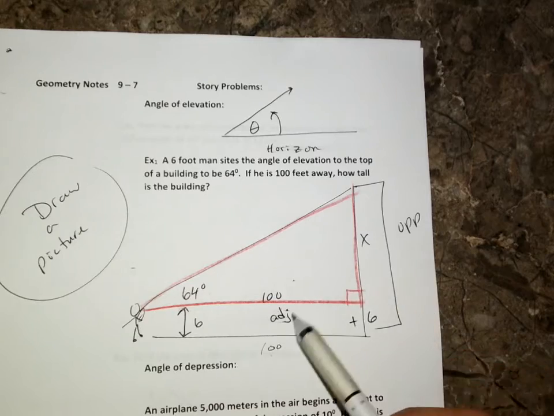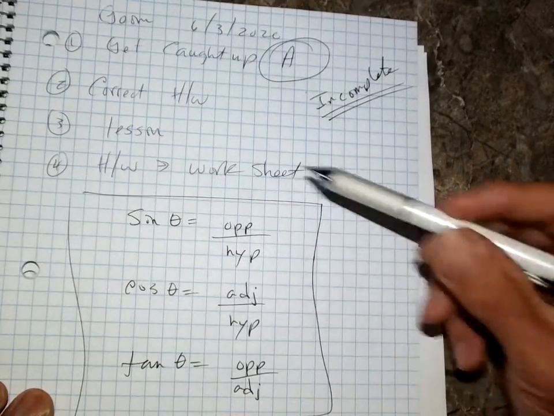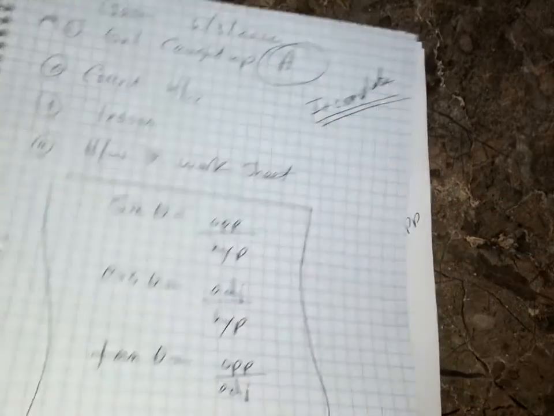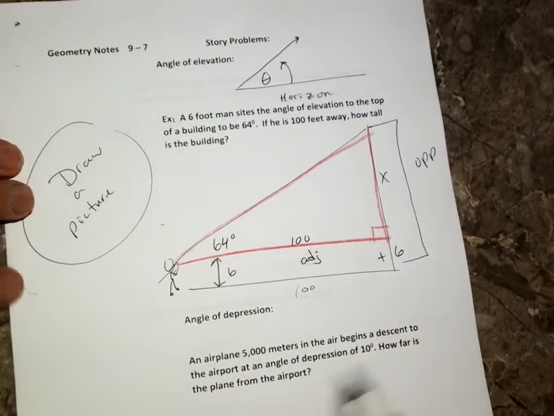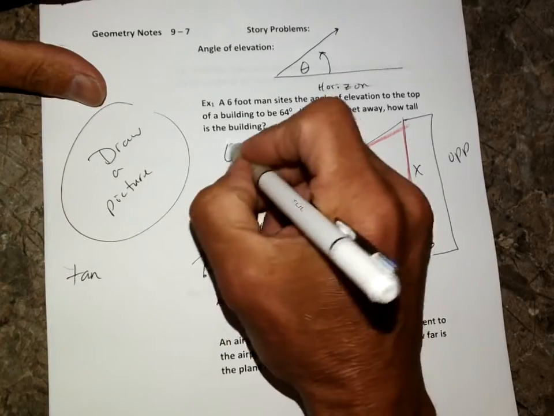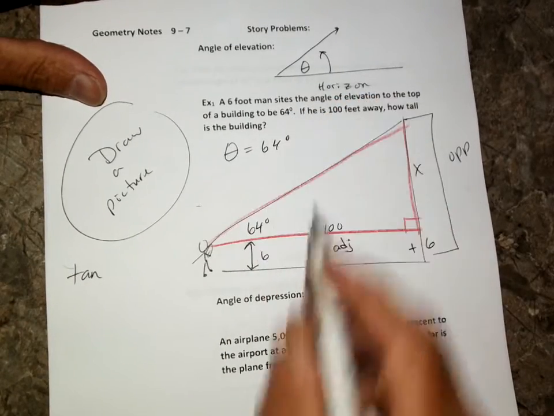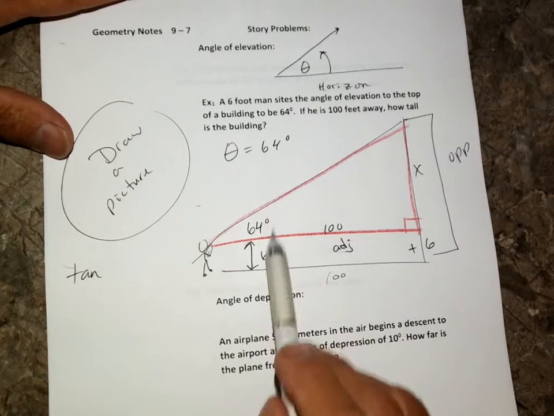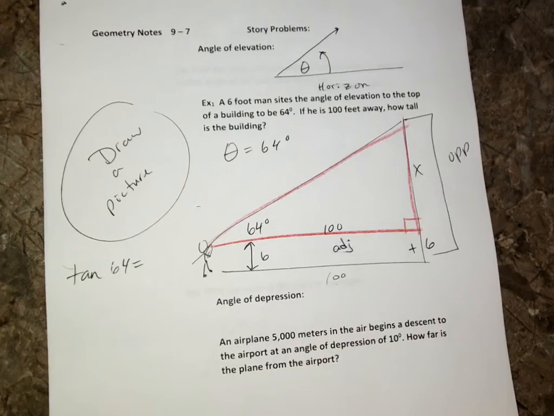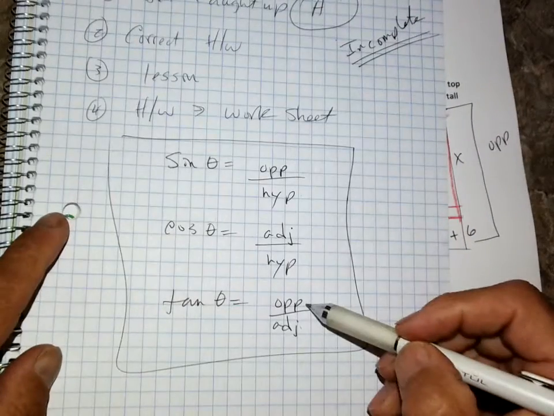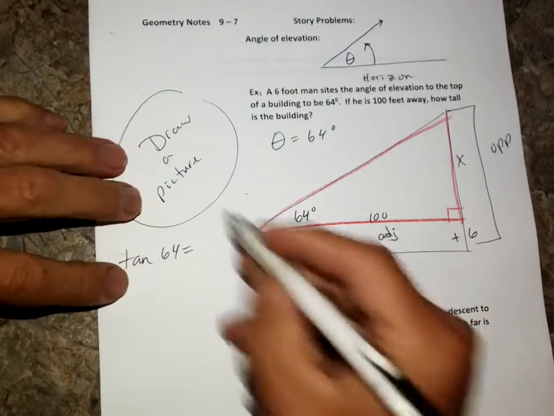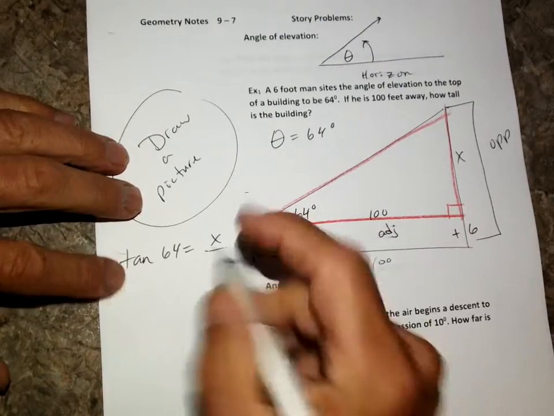We want to find the opposite. Here's the adjacent. Opposite, adjacent. There it is, tangent. So we're going to use tangent. So we're going to go tangent of theta, but theta is 64 degrees because theta is always the angle, right? So tangent of 64 is equal to the opposite over the adjacent. So it's the x over the 100.